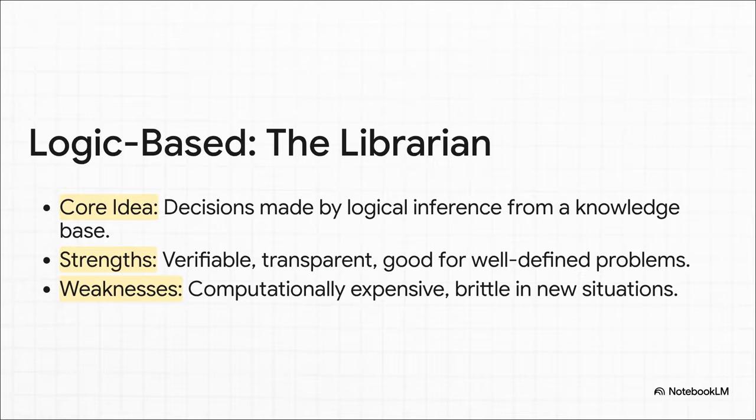A logic-based agent works from a set of facts about the world, its knowledge base. To make a decision, it uses an inference engine, which is just a set of rules, to figure out the logical next step. The great thing about this is that it's super transparent. You can check its work. That makes it perfect for things like medical diagnostic systems. But, and this is a big but, it's slow. And if it sees something totally new that's not in its rulebook, it can just freeze up.